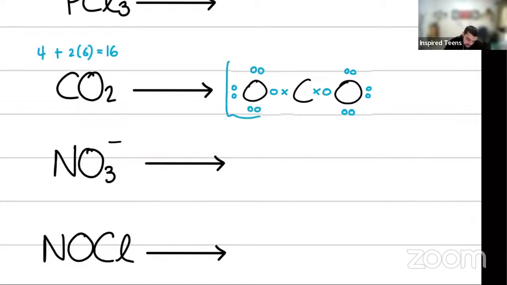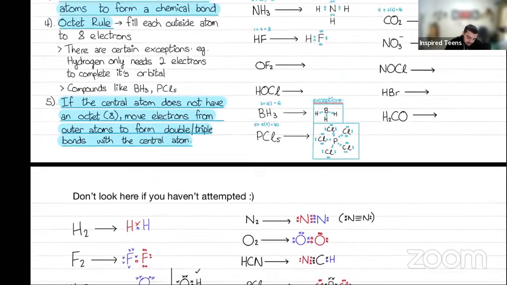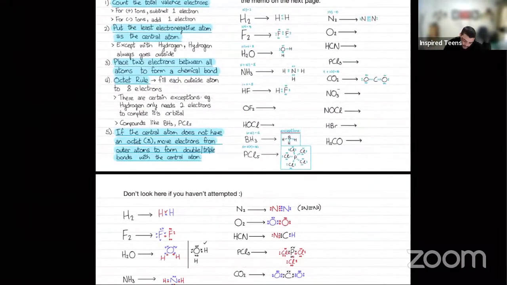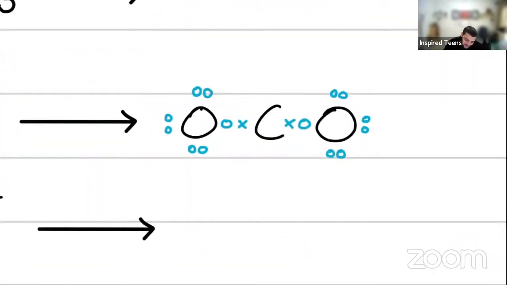So now we consider to see if each atom has 8. Each oxygen definitely has 8. But our central atom does not have 8. So that's when you have to go to step number 5. If the central atom does not have an octet, 8 electrons, move electrons from outer atoms to form double or triple bonds with the central atom. So here I can see that it's missing 4 electrons. So I'm going to form 2 double bonds.